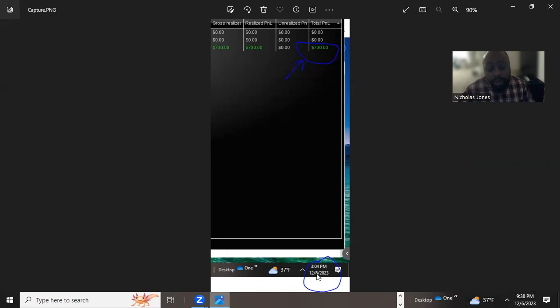12/6/23. If you look down here in the lower right corner, it is 9:38 p.m., 12/6/23. So just to put the skeptical people out of the mix, you know what I'm saying?